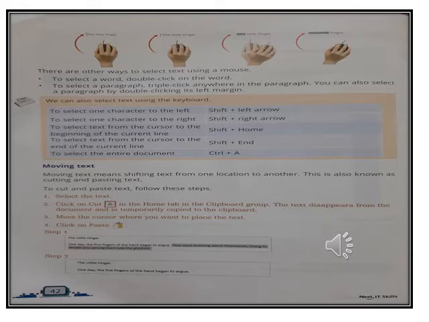Moving text means shifting text from one location to another. This is also known as cutting and pasting text. To cut and paste text, follow these steps. So 4 steps are given. First, select the text. Then click on Cut in the Home tab in the Clipboard group. The text disappears from the document and is temporarily copied to the clipboard. Now move the cursor where you want to place the text and then click on Paste. So this is cutting and pasting.